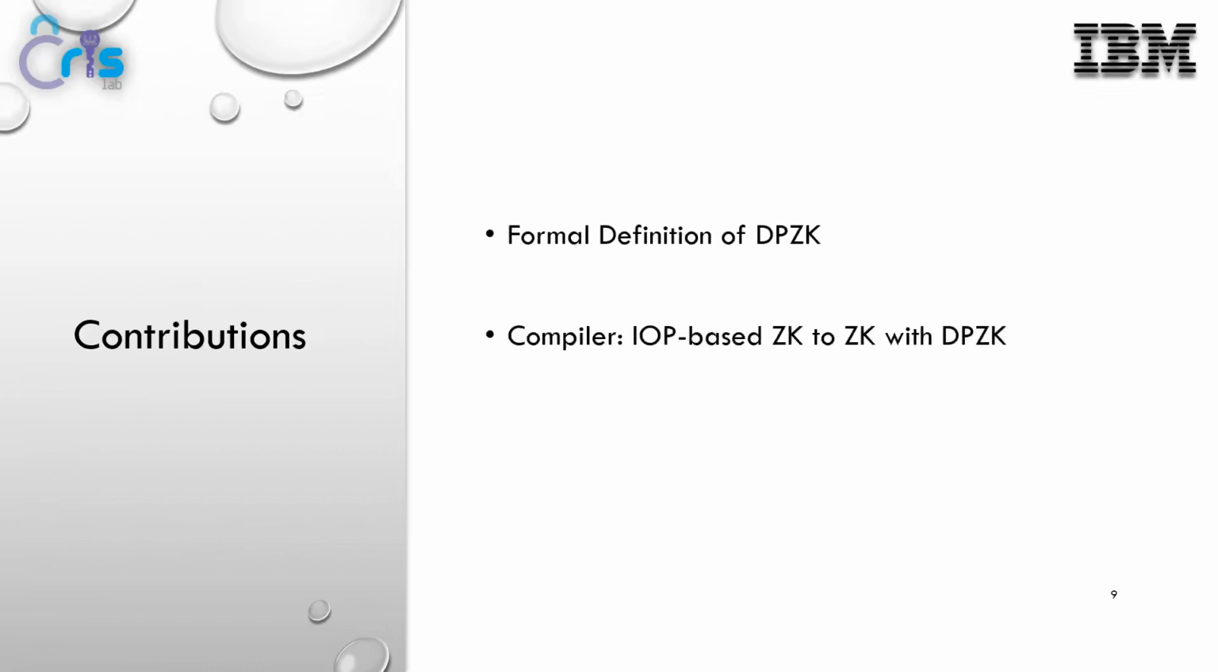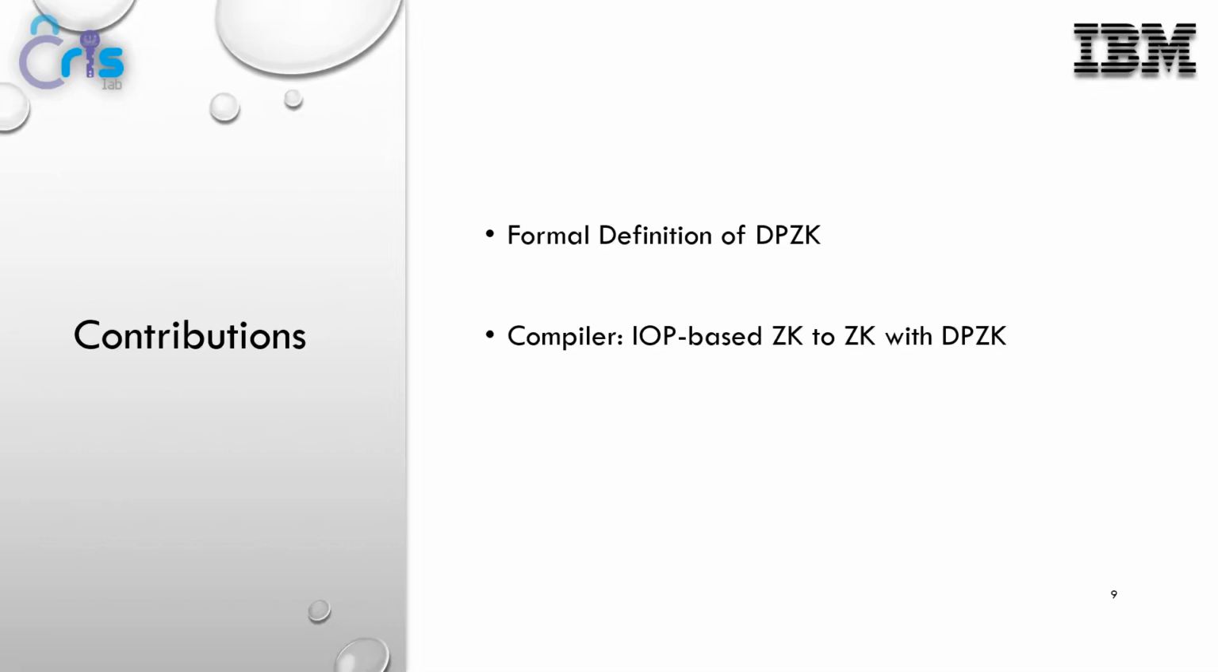In this work, our contributions are mainly threefold. First, we are giving a formal definition of distributed proof of zero knowledge systems. Second, we build a compiler that takes any IOP based zero knowledge proof system and gives another zero knowledge proof system which supports distributed proof generation.